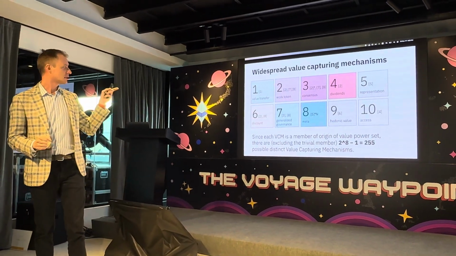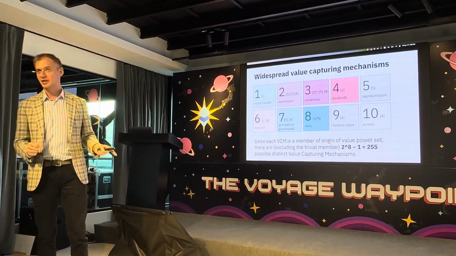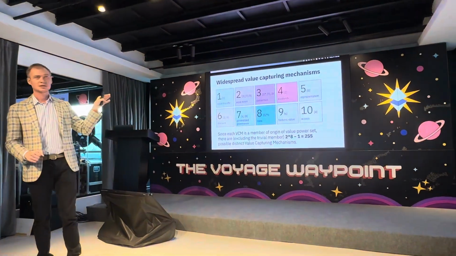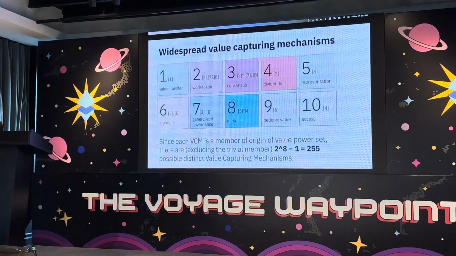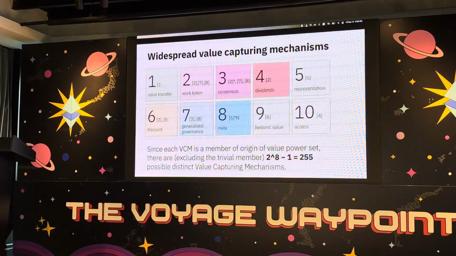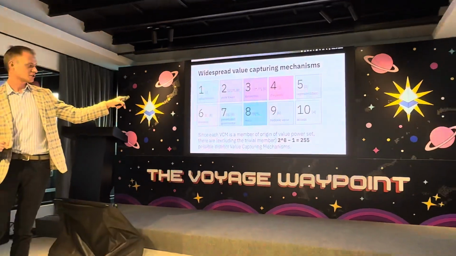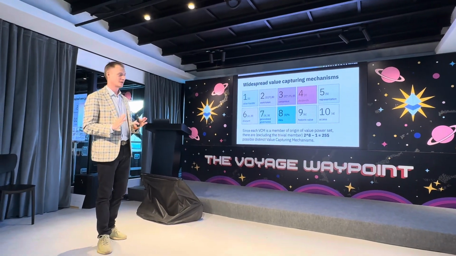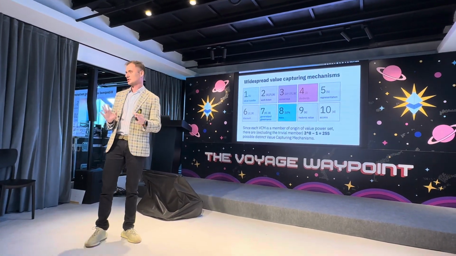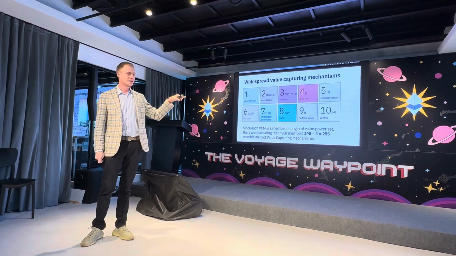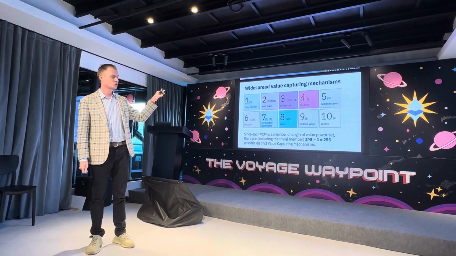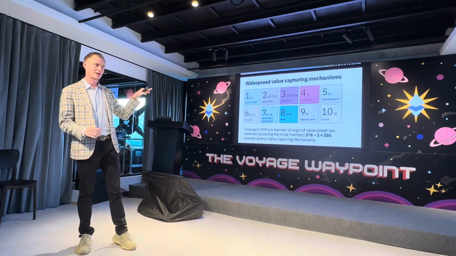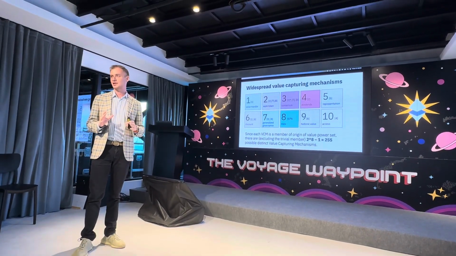So there are 10 widespread value capture mechanisms. That means that 90% of projects use something from these 10. There are much more of them, because the possible number of combinations is 255. So the industry uses 10 value capture mechanisms, I mean, 90% of the projects. Of course, there are some projects that use something else. But the number of possible combinations of all these sources of value is much bigger. So there are a lot of value capture mechanisms, token models that are not discovered yet by anyone.